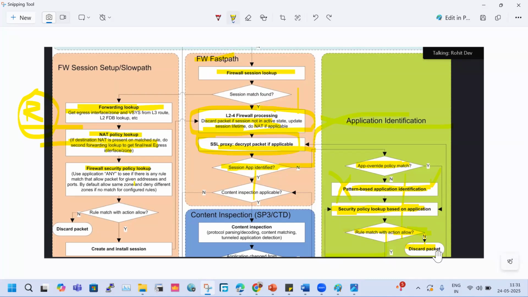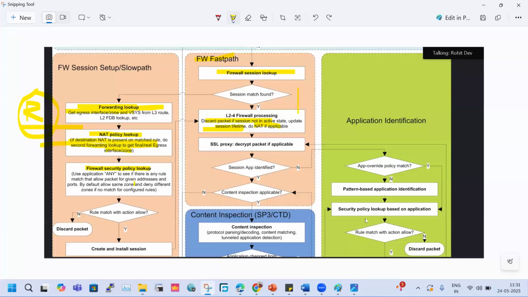Okay, so I have one question here. Who creates the application override policy? Is it an administrator? Yes, it is created by the administrator only. Is it for some particular traffic or all traffic? No, it is for some particular traffic only.